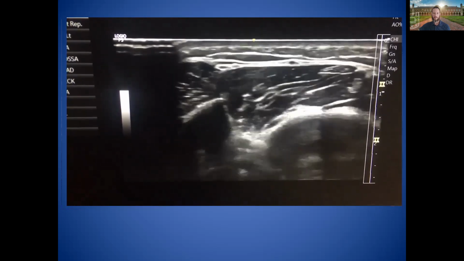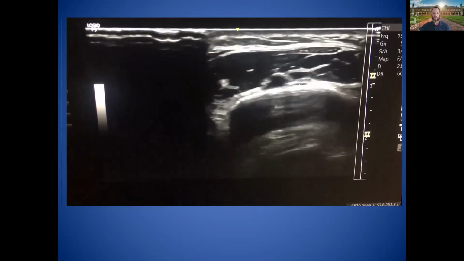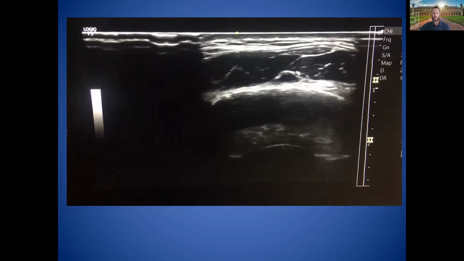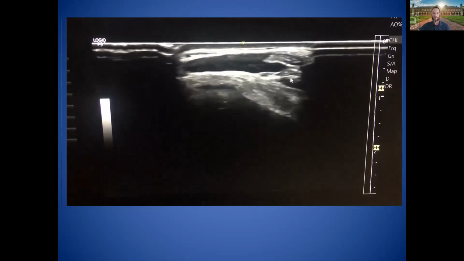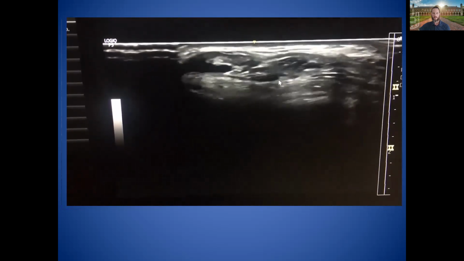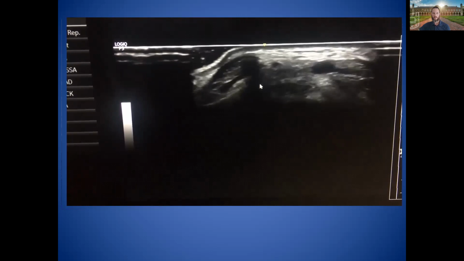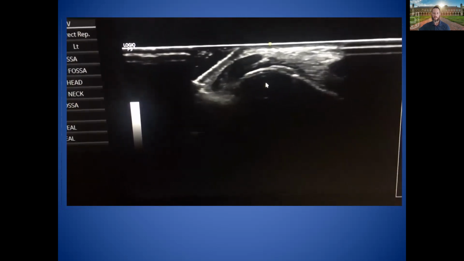Here I'm following the deep peroneal nerve down the leg now, and what you're going to see is it runs from medial to lateral underneath the anterior tibial artery here. And then it's going to move into its distal divisions, which are too hard for me to see.